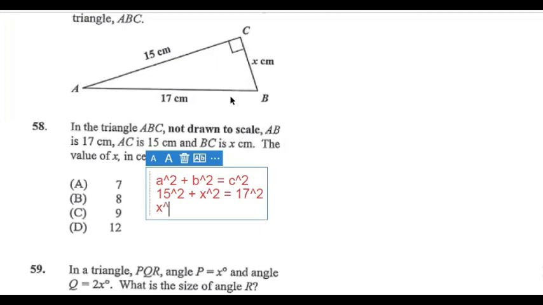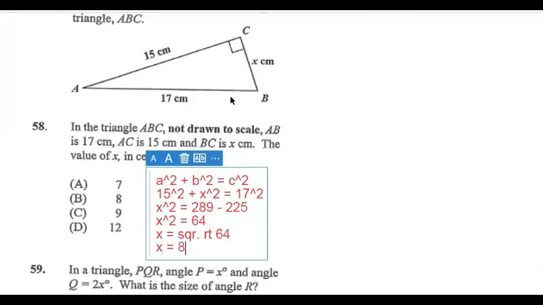So x squared is equal to 17 squared, which is 289, minus 15 squared, and 15 squared is 225. So therefore x squared is equal to 289 minus 225, and we will get 64. So therefore x is equal to the square root of 64, and therefore x is equal to 8, and our answer for 58 is B.